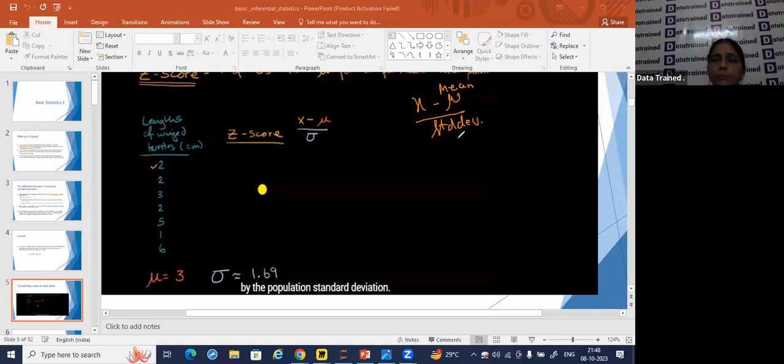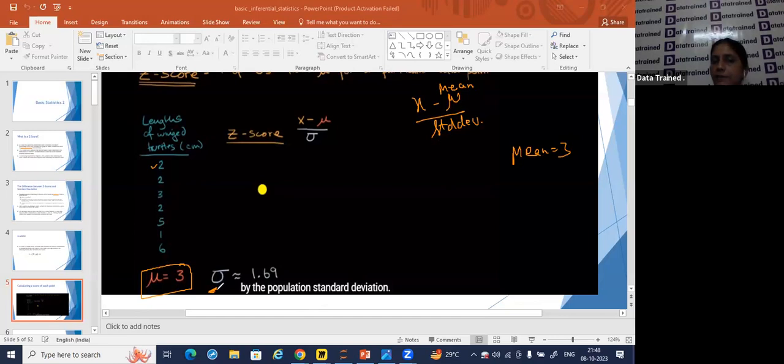I need to calculate the mean value. So what is the mean value? It is pre-calculated. Mu is 3, so I will be taking the mean as 3. It is calculated by adding the entire data and dividing by the total number of counts, like 1, 2, 3, 4, 5, 6, 7. So adding all this data divided by 7 will give the mean value.